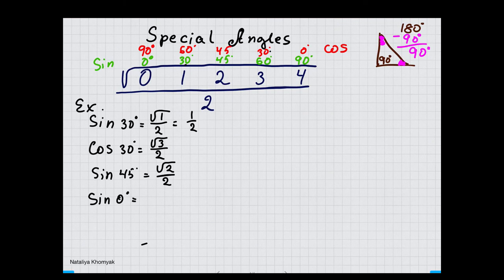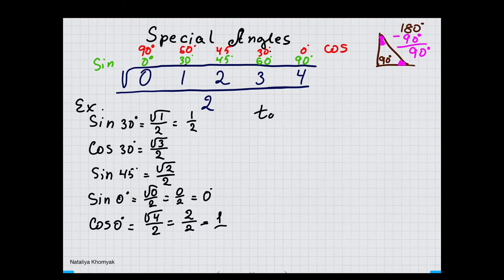Now, some of the fun ones are sine of 0 degrees. We have square root of 0 out of 2. Square root of 0 is 0, divided by 2. 0 divided by 2 is 0. Let's have cosine of 0 degrees. We have square root of 4 out of 2. Square root of 4 is 2 divided by 2. This simplifies into 1.